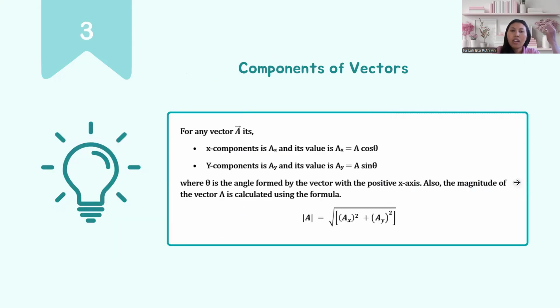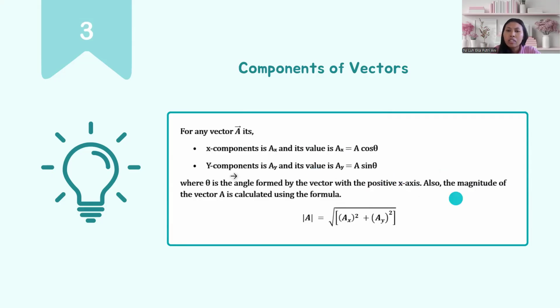Magnitude component of vector. For any vector A, its x component is a sub x, and its value is a sub x equal to a times cos theta, and the y component is a sub y, and its value is a sub y equal to a times sin theta, where theta is the angle formed by the vector with the positive x-axis.